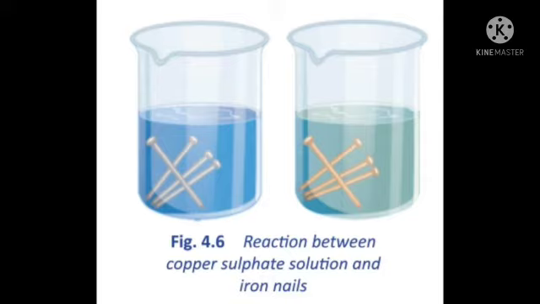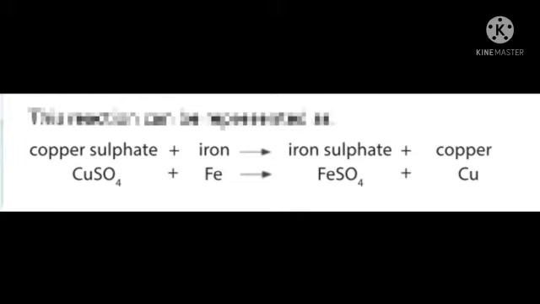Iron sulfate solution is sea green in color. The brown color deposit on the iron nails is of copper. So this reaction we can represent as copper sulfate plus iron gives iron sulfate plus copper. Copper sulfate means CuSO4 plus iron Fe gives iron sulfate FeSO4 plus copper, that is Cu. So the equation becomes CuSO4 plus Fe gives FeSO4 plus Cu.